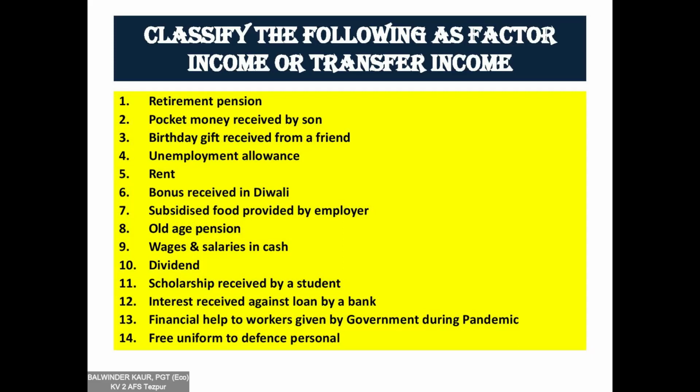Interest received against a loan by a bank is a factor income as the bank is earning interest from a borrower. Financial help to workers given by the government during the COVID-19 pandemic: nowadays we see that the government is giving them some type of financial assistance. They are depositing the money in the accounts of the workers, or through Jan Dhan Yojana. This is purely a transfer income. Free uniform to defense personnel is a factor income as this is an income which is received in kind. So we can see that we can easily classify the examples into factor income or transfer income.